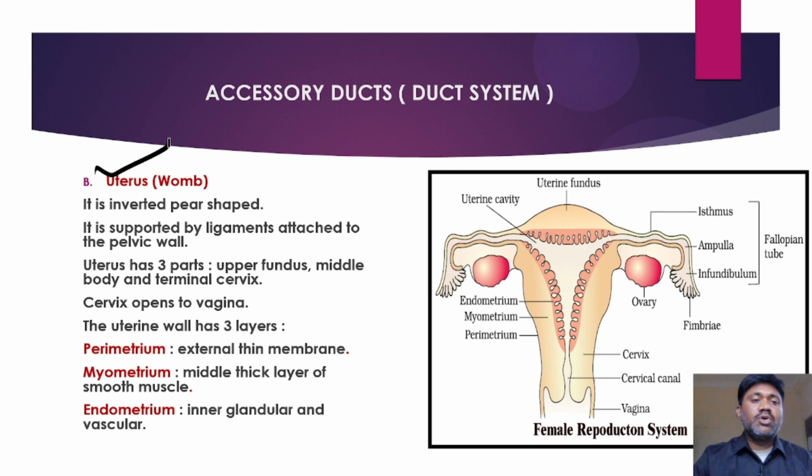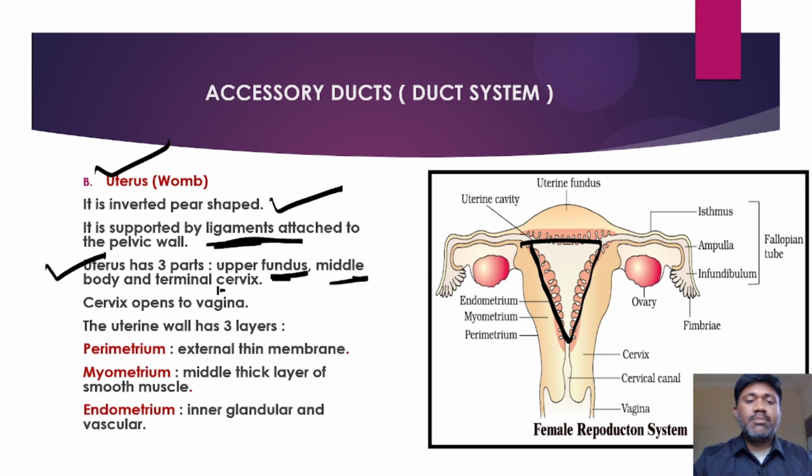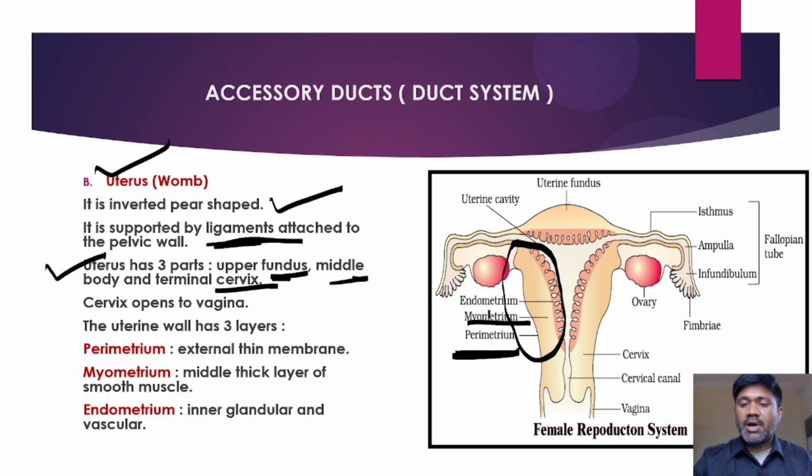Right, now the uterus. This pear-shaped structure is called the uterus, an inverted pear-shaped structure. It is supported by ligaments, and the uterus generally has three parts: upper fundus, middle body and terminal cervix. This is the upper fundus, this area is the middle body and this area is the terminal cervix. This is the wall of the uterus, which is made up of three layers: the outer perimetrium, the middle myometrium and the inner endometrium.